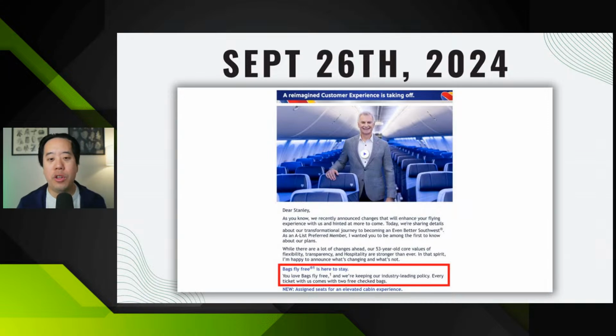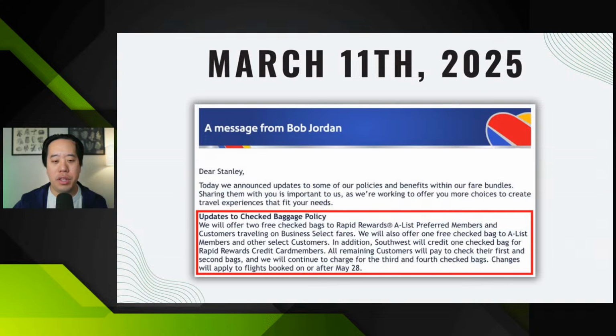And so we were all thankful that even though they were announcing that the seating arrangements were going to change, with choose your own seats versus assigned seating, at least their core offering, which is the bags fly free, was going to stay. But then fast forward to last Tuesday, March 11th, when they actually said that they are now going to do something different with their check bags.